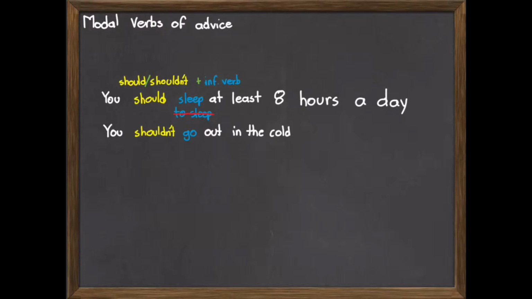Now, we use shouldn't, as you can already guess, for negative sentences, for advice that is against doing something. For example, you shouldn't go out in the cold. Again, we use an infinitive verb without the to.